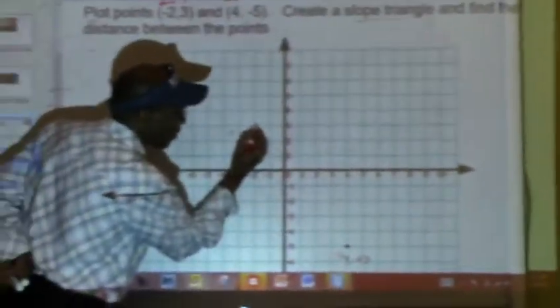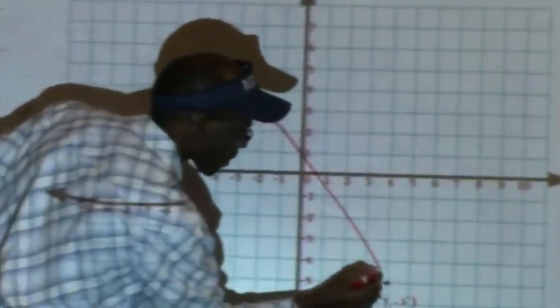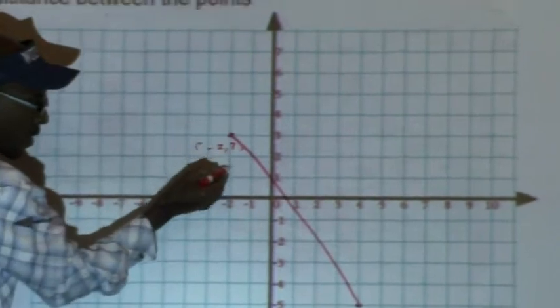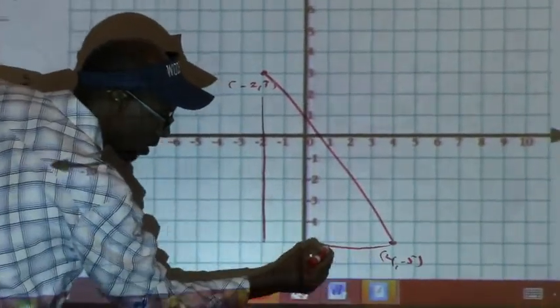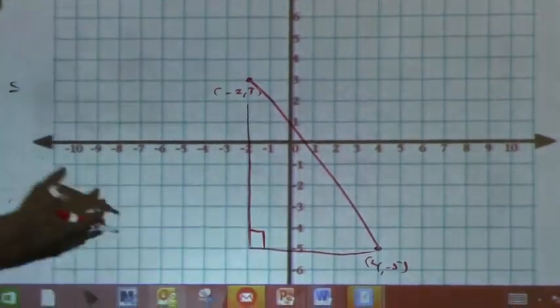All right, here's the deal. Please create a slope triangle. What the heck is a slope triangle? It just means connect these dots for the slope, and then make a right triangle by coming straight down on this side until they meet each other. Boom, I just made a slope triangle.